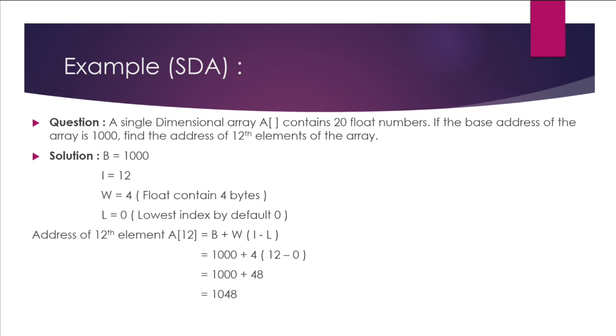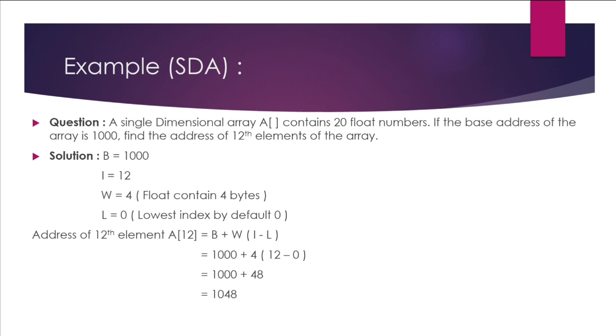And if the base address of the array is 1000, then we have to find the address of the 12th element. See, I've written the solution where b is equal to 1000. B is our base address. I is the location we are going to find. We are going to find the 12th location, the 12th element, which means 12th is the location for us, meaning I is 12.